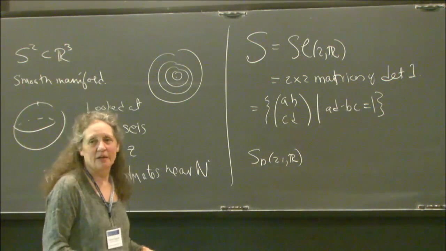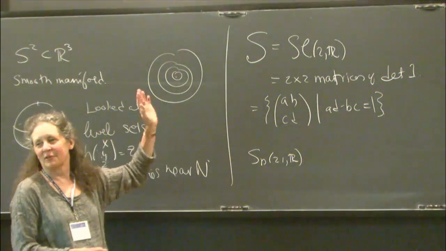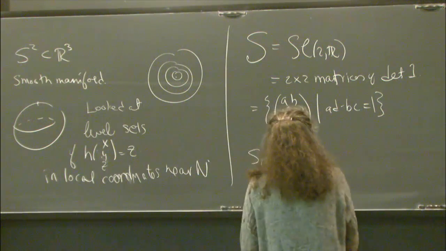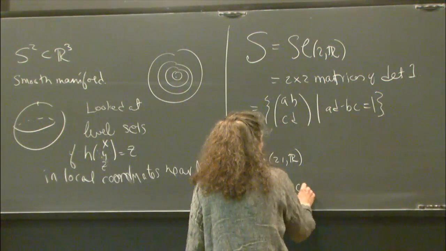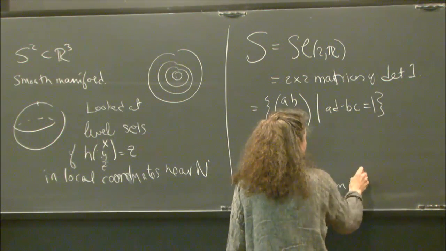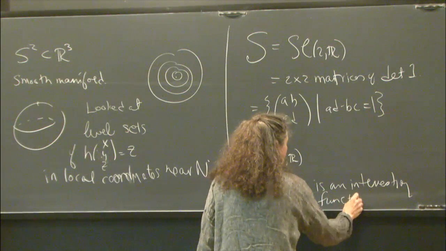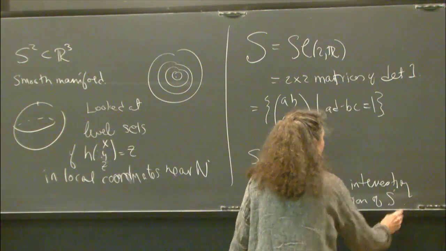The determinant is not a very interesting function on this group because the determinant is always equal to 1, right? But the trace is an interesting function on SL. Let me just call it S.